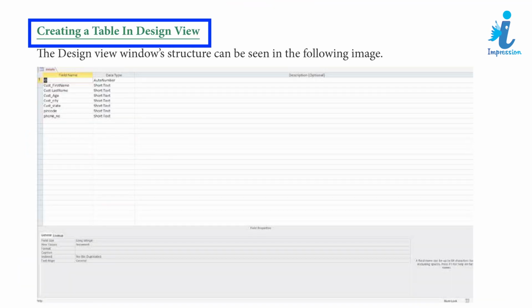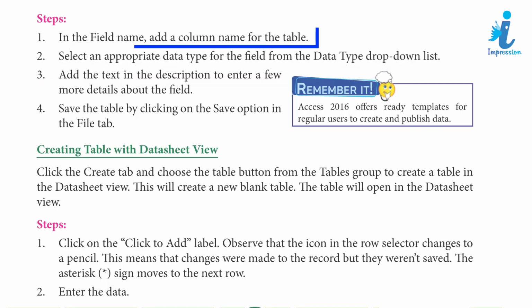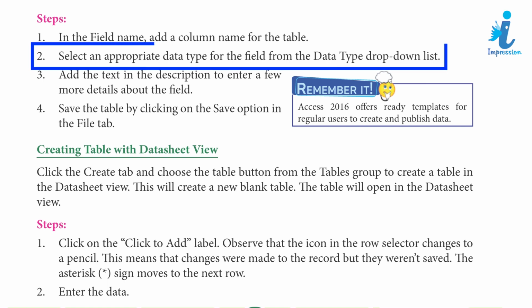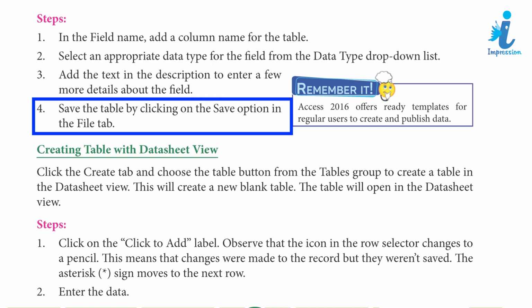Creating a table in Design View. The Design View window structure can be seen in the following image. Steps: 1. In the field name, add a column name for the table. 2. Select an appropriate data type for the field from the data type drop-down list. 3. Add the text in the description to enter a few more details about the field. 4. Save the table by clicking on the Save option in the File tab.